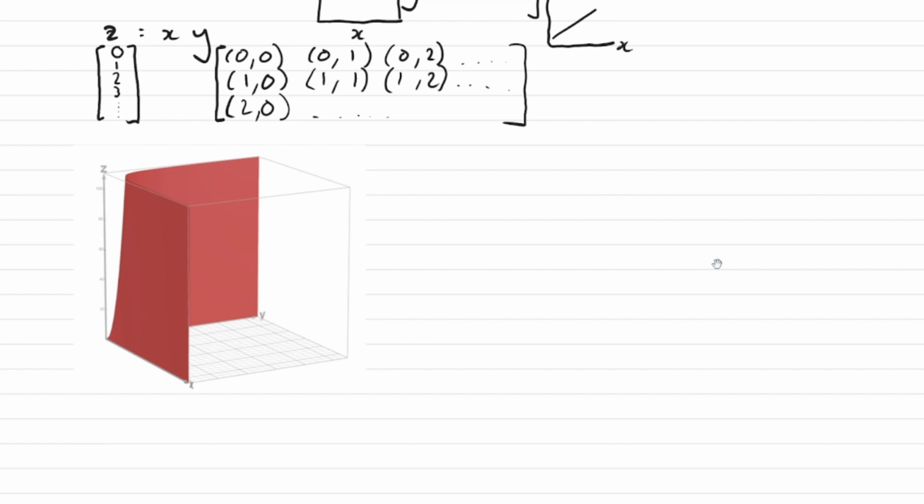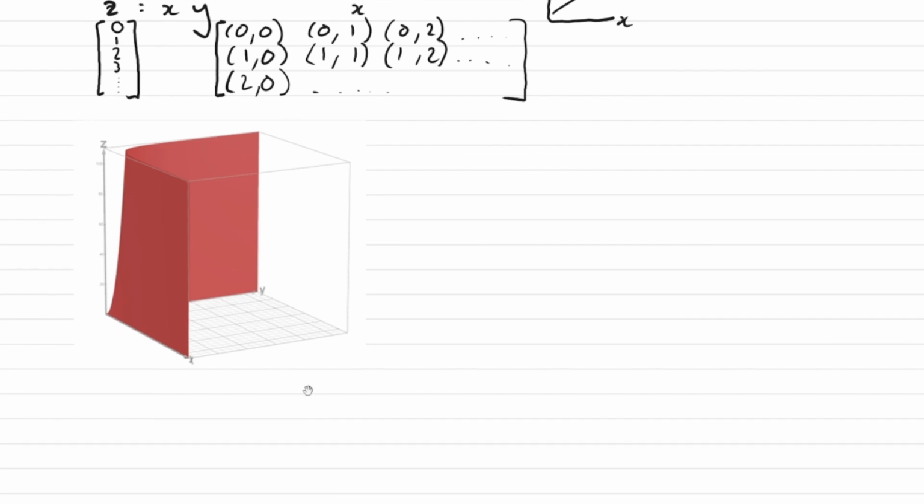Another example that we could think about, and that we could try to actually draw, is the function z is equal to x squared plus y squared. What does this function represent? What would it look like in terms of a 3D plot?